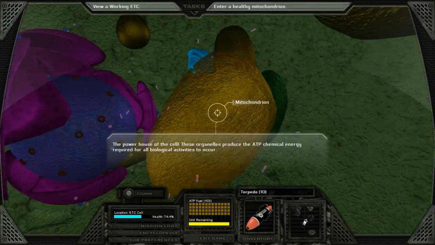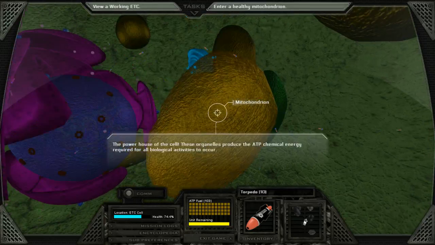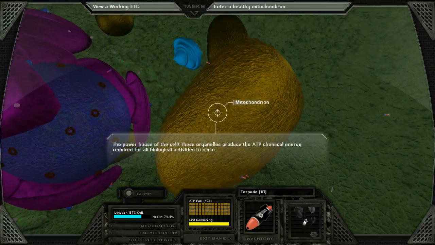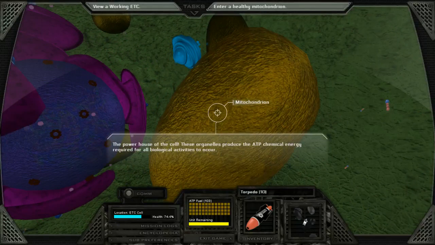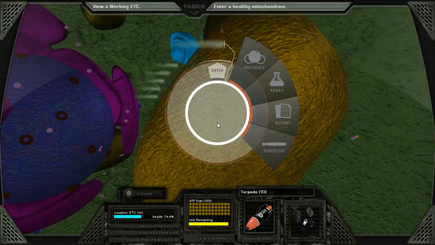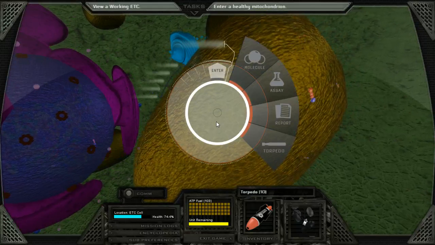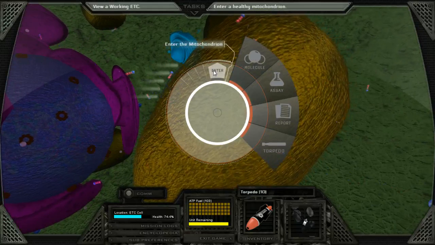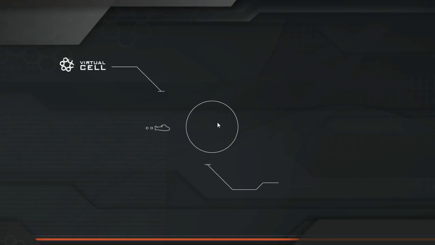Our first task here, at the top of the screen, is to enter a healthy mitochondrion. This one looks healthy. It's pumping out ATP all over the place. So let's go in here. So we scan it. And at this level, now that we're getting into the more complicated learning, we start going inside the organelles. Enter the mitochondrion. So the first level is just identifying them, knowing where you are in the cell. Now we start adding on the interiors of the organelles, what they look like inside, what the process is.